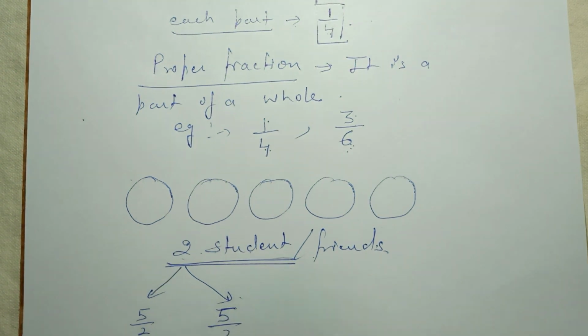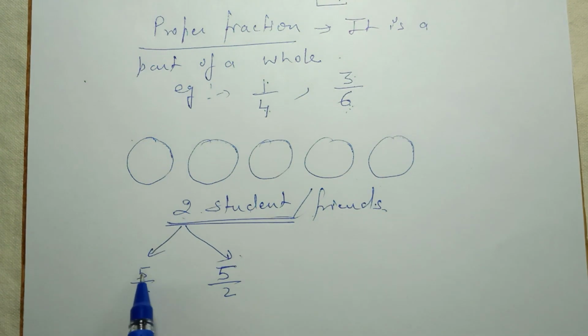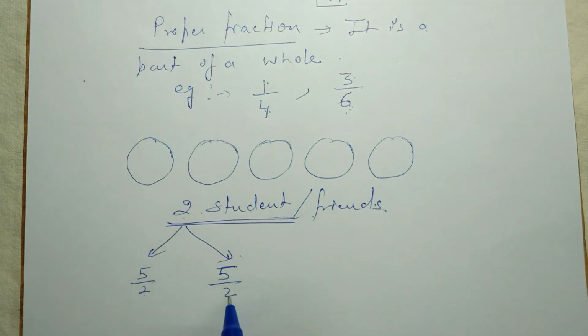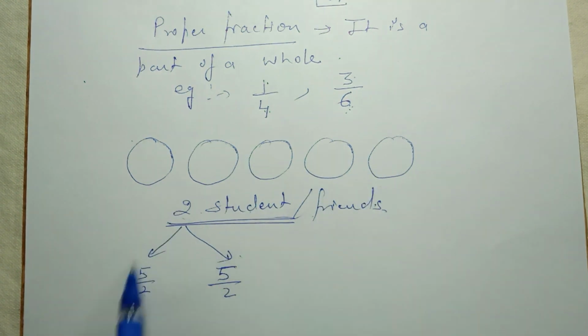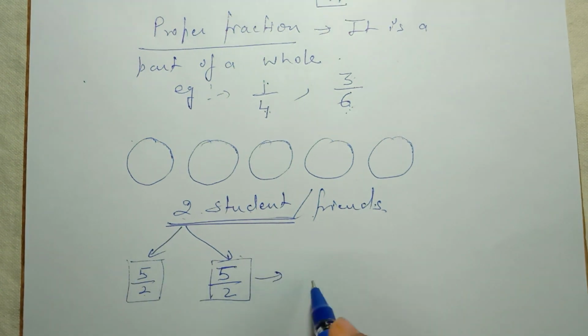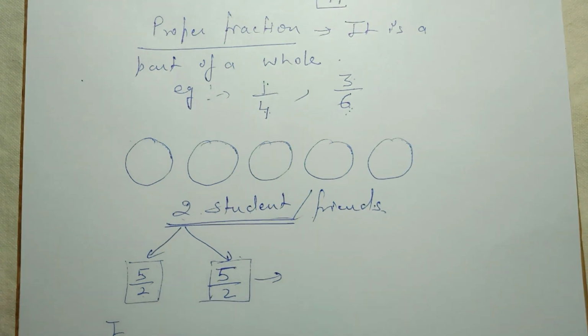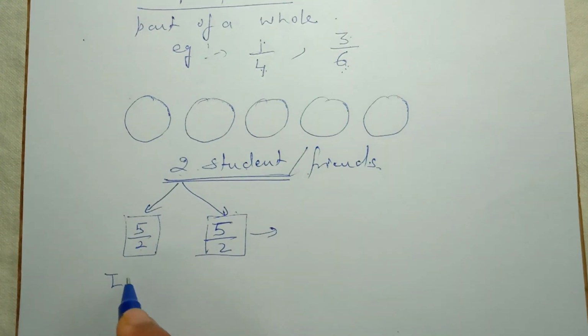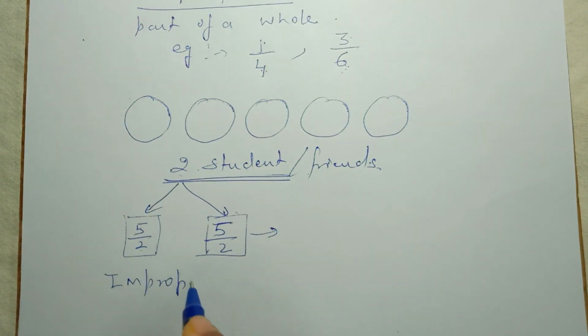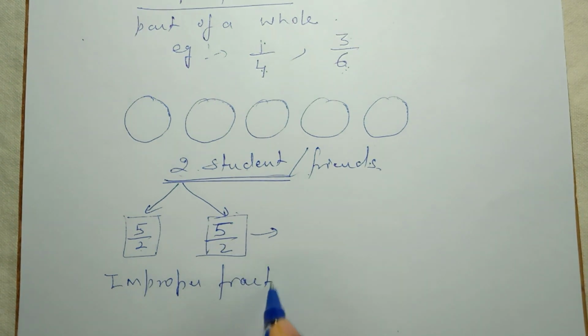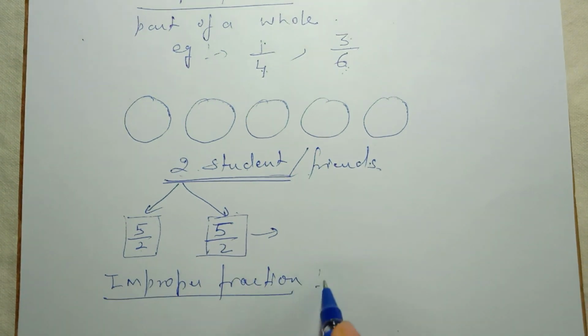5 upon 2. 5 chapatis are there, and they are divided into 2 parts. So when we divide in such a way, the type of fraction we are observing is called an improper fraction. What fraction will it be called? Improper fraction.